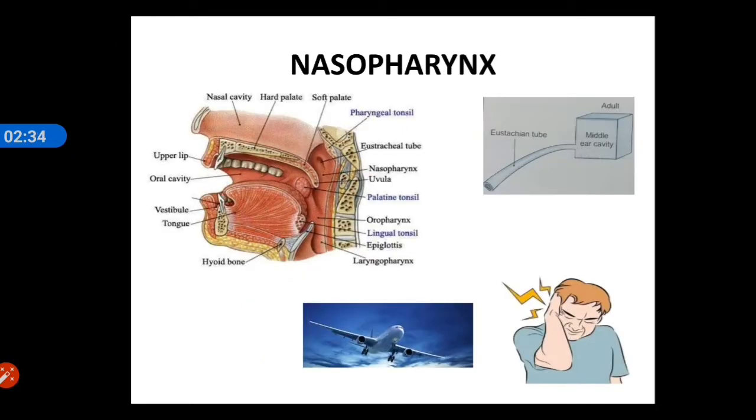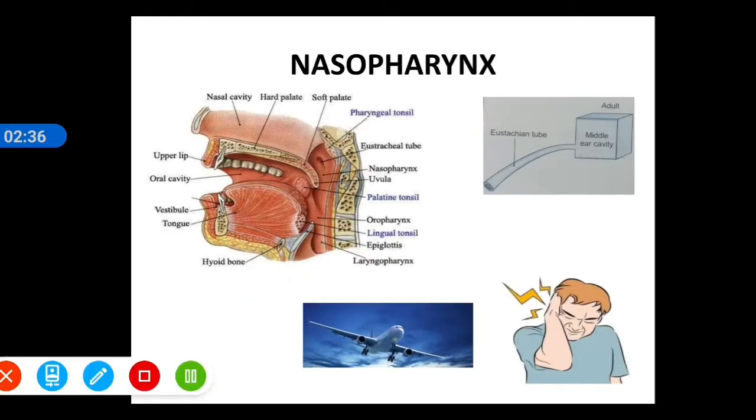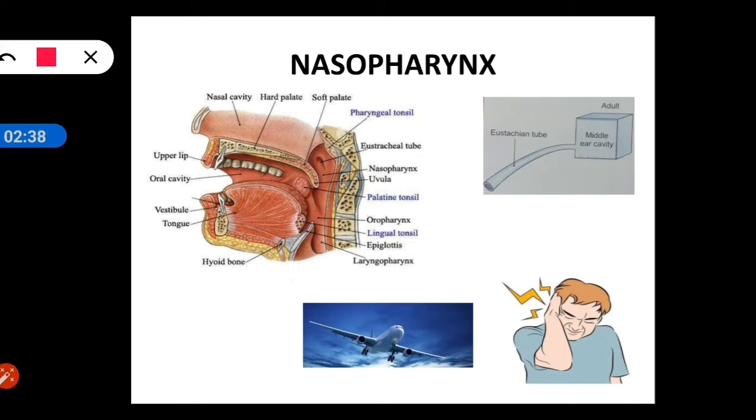Now we will see about the nasopharynx. As already discussed, this part is the nasopharynx. It extends from the base of the skull up to the soft palate. So we will see the relations of this nasopharynx. The anterior wall of the nasopharynx is deficient and it communicates with the nasal cavity.